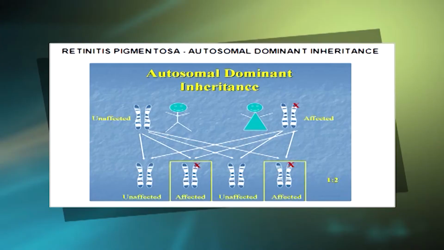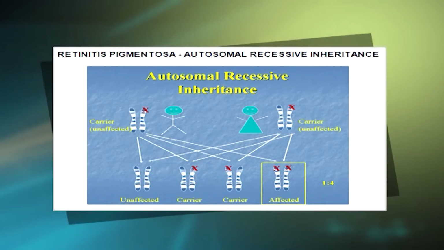Depending on whether the chromosome carries the faulty gene or its normal counterpart, the child will be affected or not. Men and women are affected equally. Autosomal recessive retinitis pigmentosa, like autosomal dominant retinitis pigmentosa, affects men and women equally because the faulty genes are carried on the autosomes.